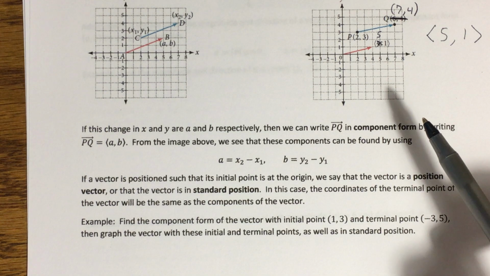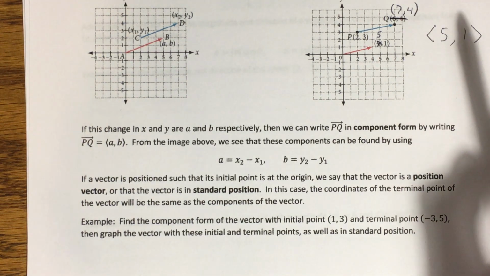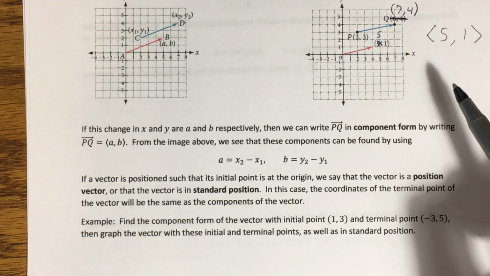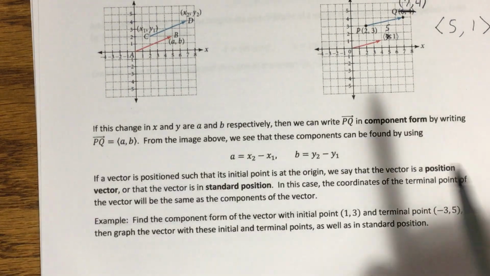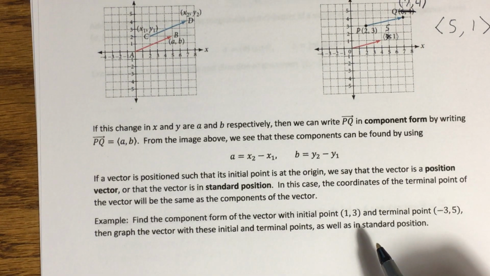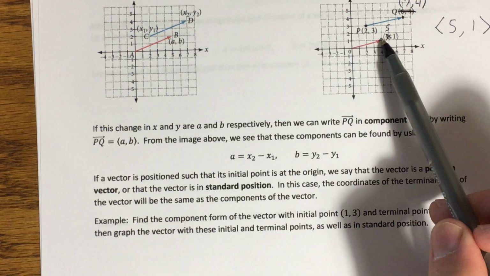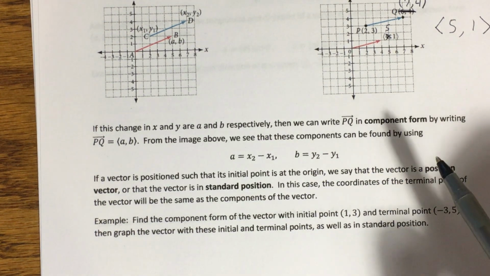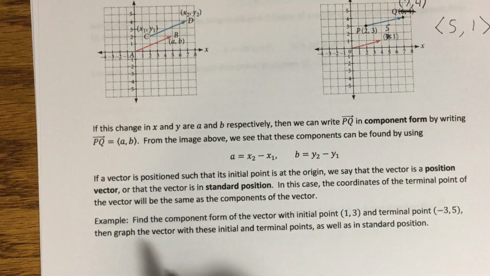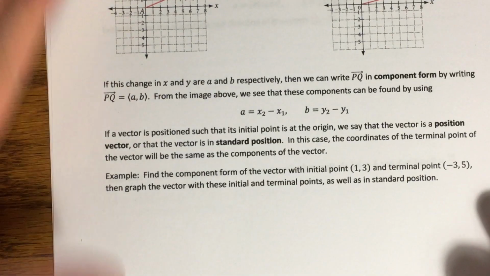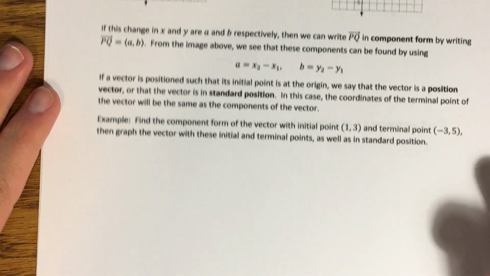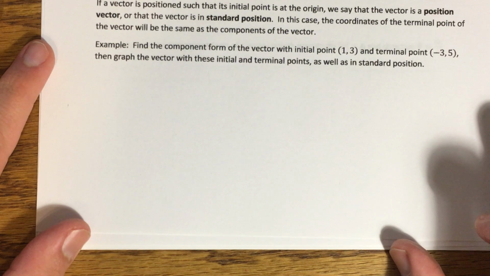Now, the benefit of a position vector, and you can verify this just by thinking about it for a second, is that if you have a vector in component form and that vector is in standard position, then the components of your vector are going to be the same as the coordinates of your terminal point. See if you can make sense of that with the diagram. So, a lot of terminology, a lot of running through some of the basics of vectors.